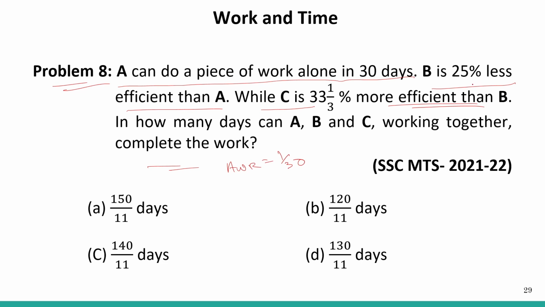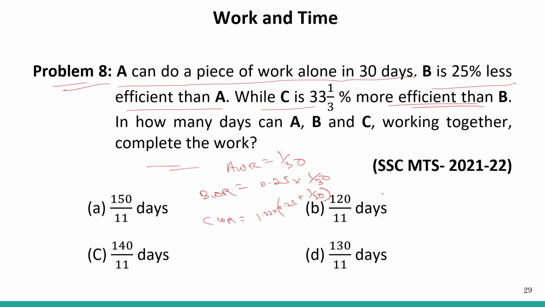So B's work rate is 25% less. So B's work rate is equal to nothing but 0.25 into 1 by 30, right? And C's work rate is equal to what? C is 33 and 1 by 3% more efficient than B. So it will be 1.33 into 0.25 of 1 by 30.